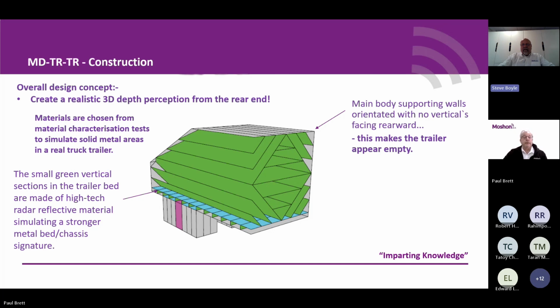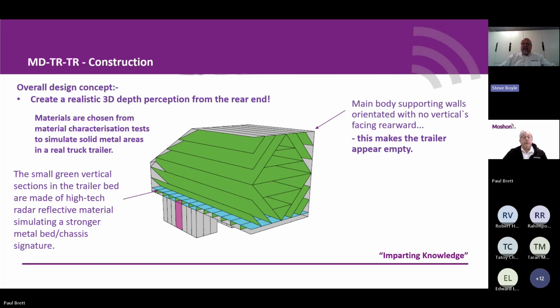And this is some of the work that has fed into this. So as you can see here, we wanted to create, in this instance, an appearance of the target being empty. So you can see the material is facing sideways. So from the rear, it looks like there's nothing there, and that's what the radar sees. So that's the effect that you're creating there. And here you can see the small vertical sections build up a strength to the actual bed itself. So it simulates the bed and chassis as a stronger signature, and these are all just fabrics. So it makes quite a solid appearance.